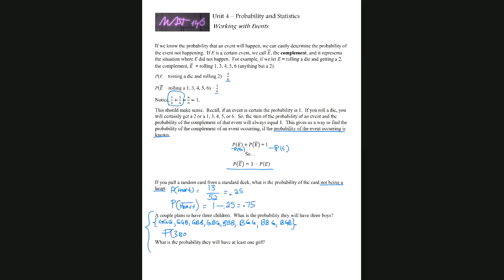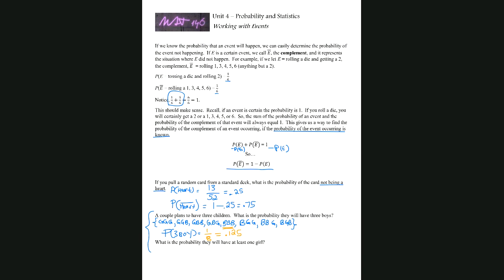Well, there is one situation in the sample space where they're all three boys, and there are 8 total outcomes, so I would say this probability is 1 over 8, or 0.125. So there's a 12.5% chance that they will have all three boys.